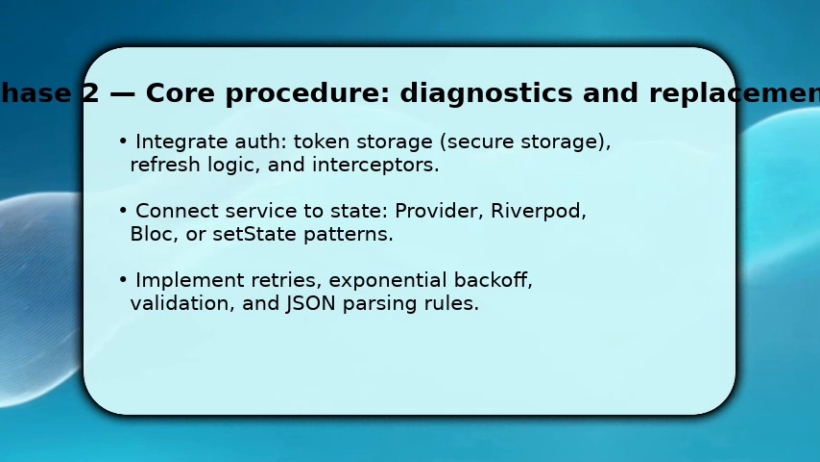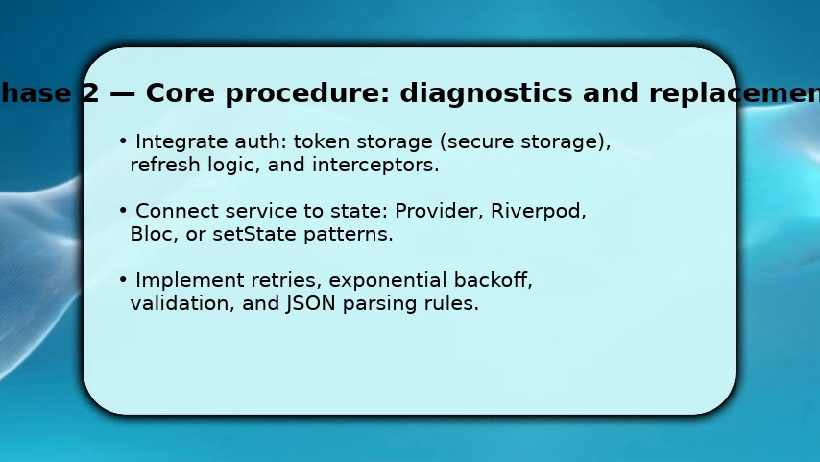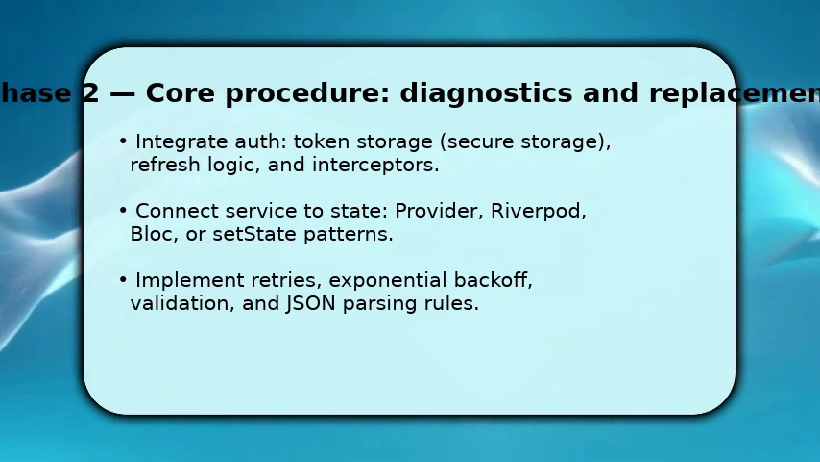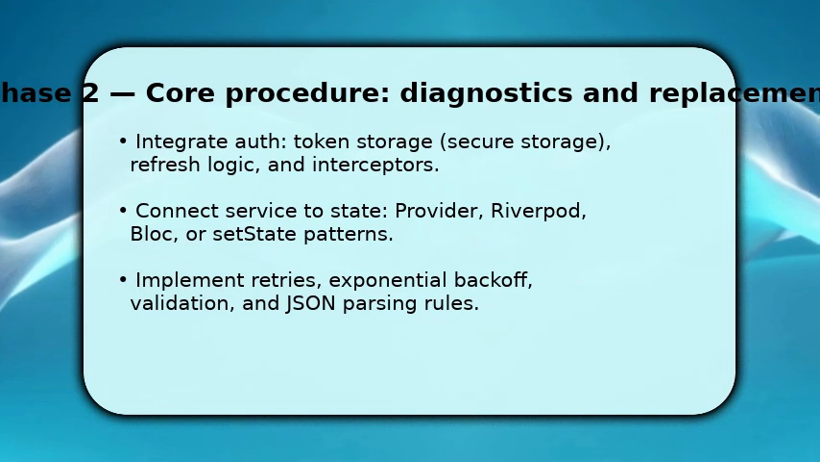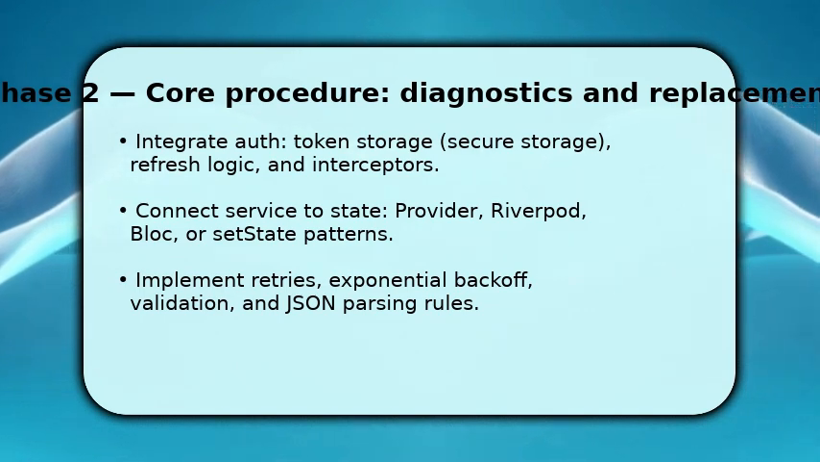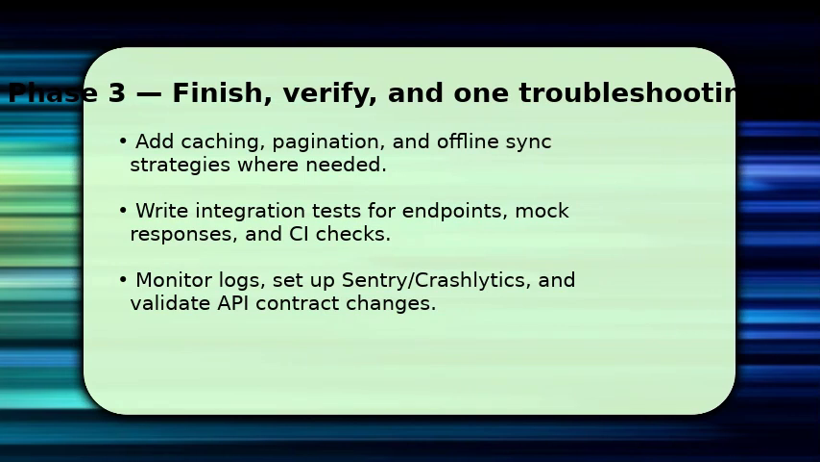Also, add structured error handling with retries and exponential backoff, and centralize JSON parsing to prevent duplicate code. That reduces bugs and keeps responses predictable across the app. To finish, add caching, pagination, and offline sync so your app behaves well under real conditions.